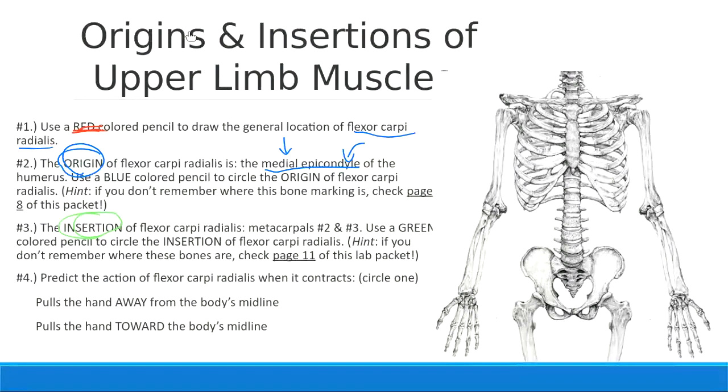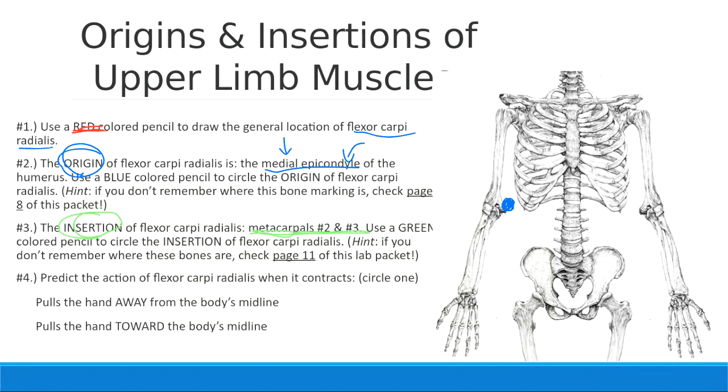Okay, so the first thing I'm going to do on my picture to help me figure out what's going on with this muscle is put a blue dot for my origin on the medial epicondyle of the humerus. It's on the middle side of the humerus. I've drawn my origin. Now I'm going to draw my insertion. My insertion is in green. My insertion is down on the metacarpal bones.